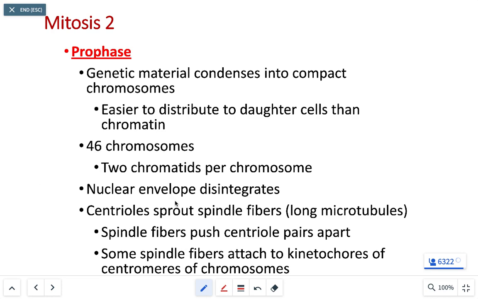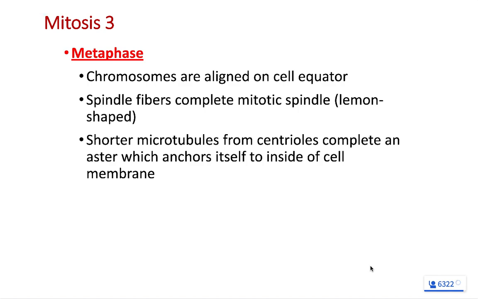As the chromosome forms during prophase, the nuclear envelope disintegrates. The centrioles, which are part of the centrosome, are going to have mitotic fibers, or very long mitotic microtubules, grow out and attach to the centromere. In particular, there's a part of the centromere called the kinetochore that these mitotic spindles attach to.